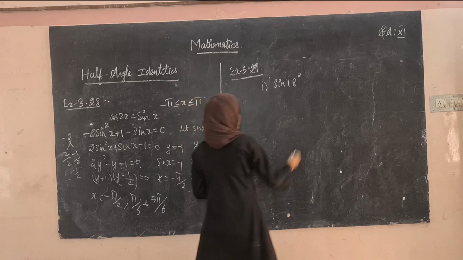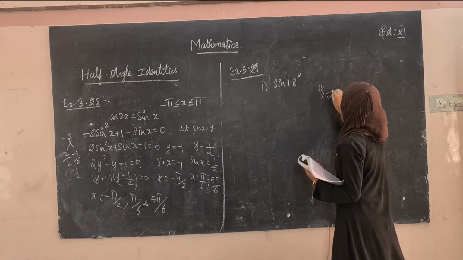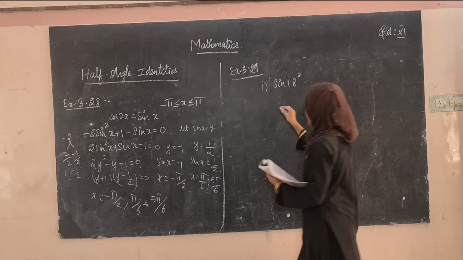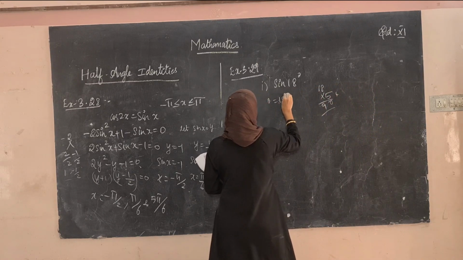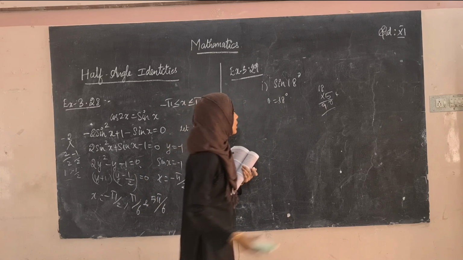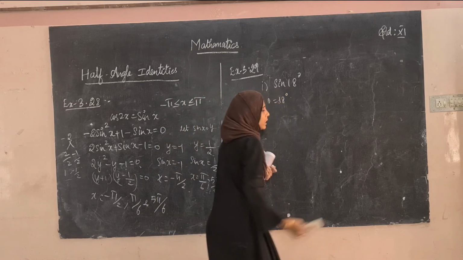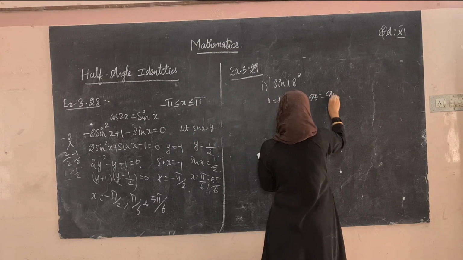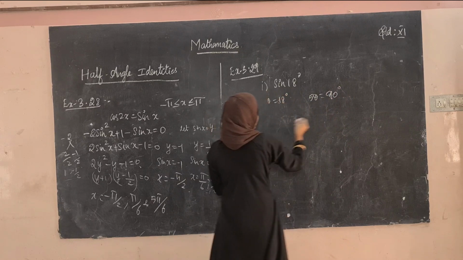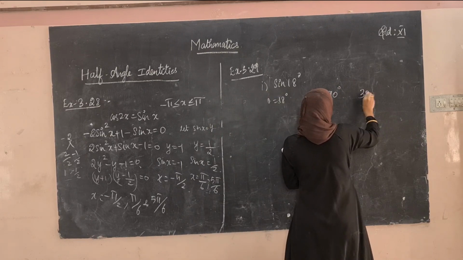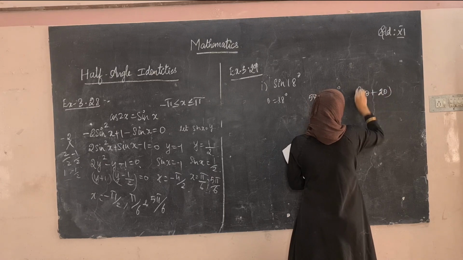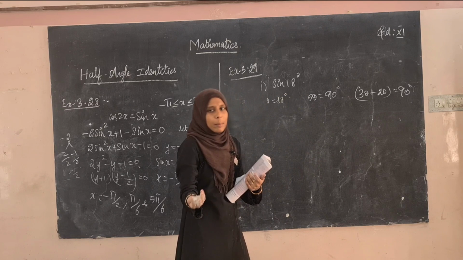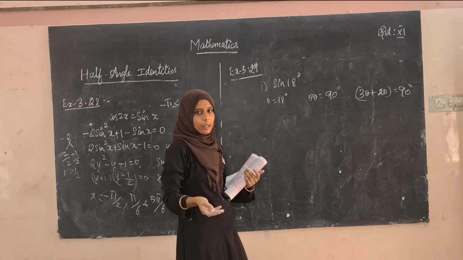Okay, so we know that 18 into 5 is 90. Yes, so let us take theta is equal to 18 degree, and we know that 5 theta is equal to 90 degree. So this 5 theta can be written as 3 theta plus 2 theta. Why we are changing like this: we have not learned any formula for 5 theta. We have learned formulas only for 3 theta and 2 theta so far.